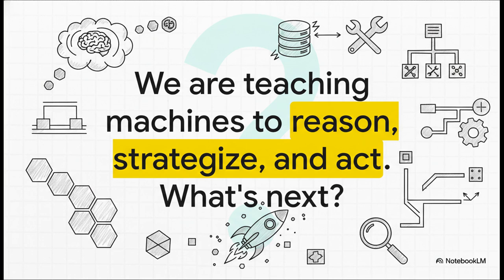So let's just recap. We've gone all the way from simple, often wrong answers to teaching an AI how to build its own knowledge, explore different lines of thought like a detective, use tools to find new info, and then report back in a perfectly organized way. We're literally teaching machines how to reason, strategize, and act, which leaves us with a pretty big question. What on earth should we teach them next?